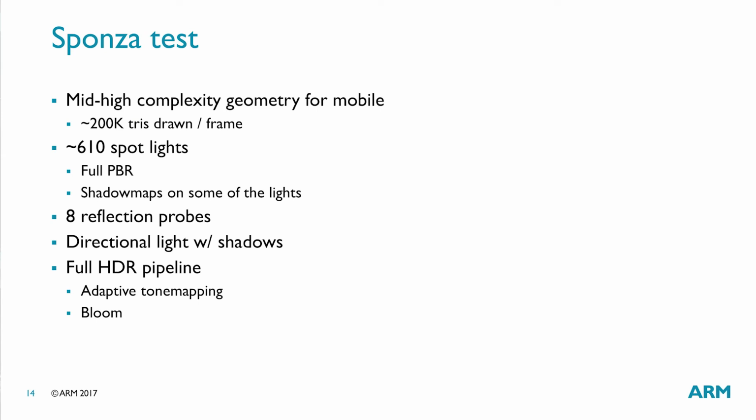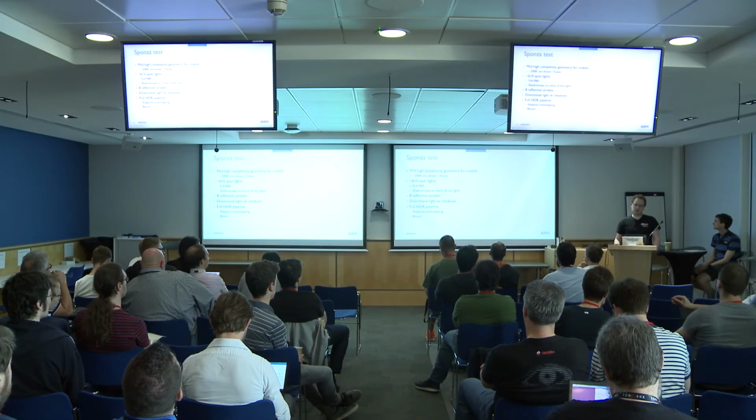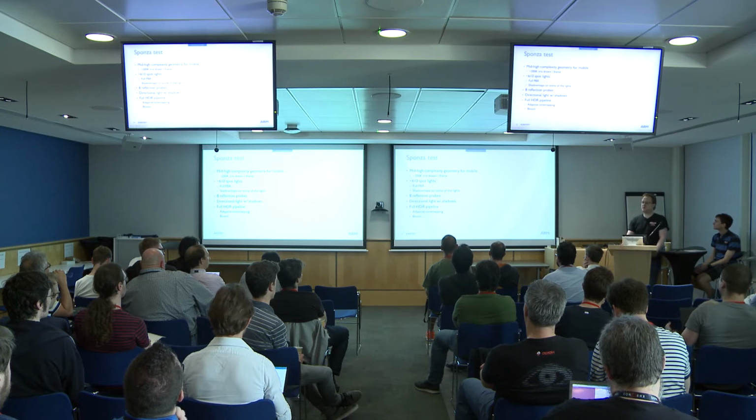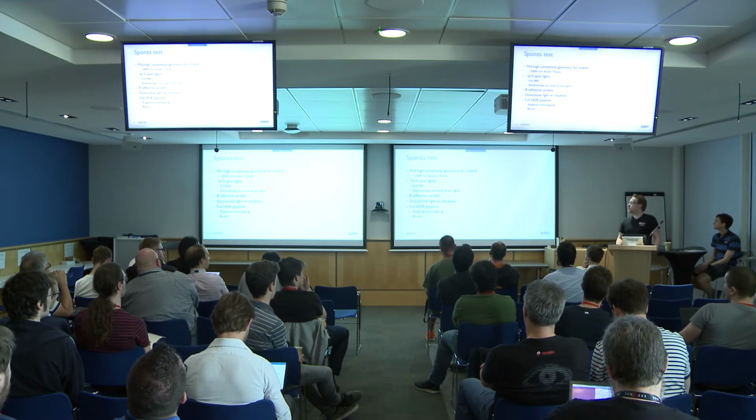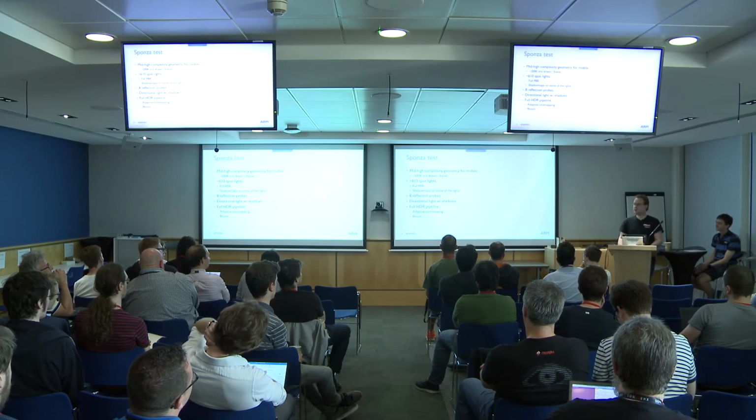So, of course, this is just a trivial scene, and no game will ship something like this. So we wanted to take a step further and test something more realistic. And the go-to scene is the Sponza scene, with a lot of lights and a lot of fancy shading to sort of simulate a high-end mobile game. 610 spotlights scattered around with full PBR, full HDR, reflection probes, shadows, tone mapping, bloom, all these kinds of things to sort of simulate something realistic, essentially.